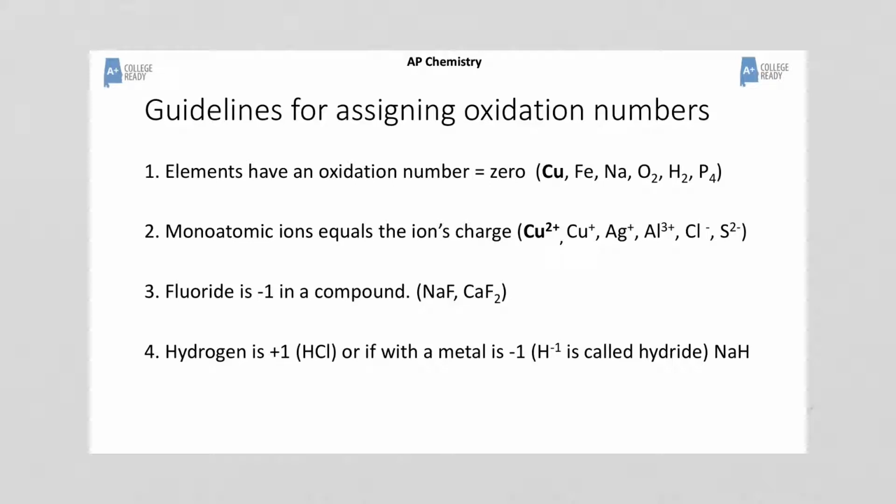Number 2 is those monatomic ions I mentioned earlier. If it's a single ion, whatever its charge is, that is what we consider its oxidation number. So you see there's copper 2+ again, and then if you look at some negative ions at the end, you've got chloride, which is -1. That would be its oxidation number or oxidation state. Sulfide would be 2-.